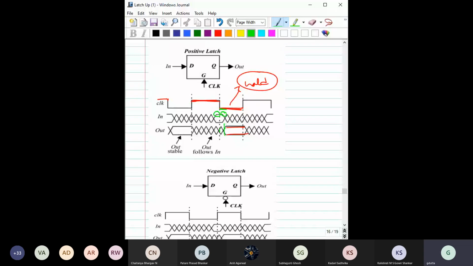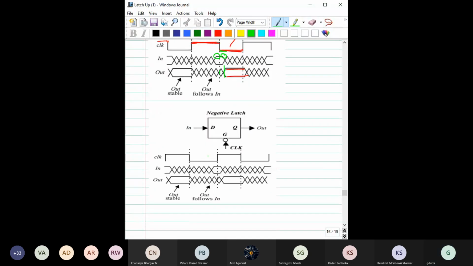The same thing you can also see from the negative latch. For this negative latch, during this negative clock cycle, this input has been transferred to the output, right? And this is the hold state. During this hold state, before that the input should be stable, and after some time also the data should be stable, and there will be some propagation delay, right?